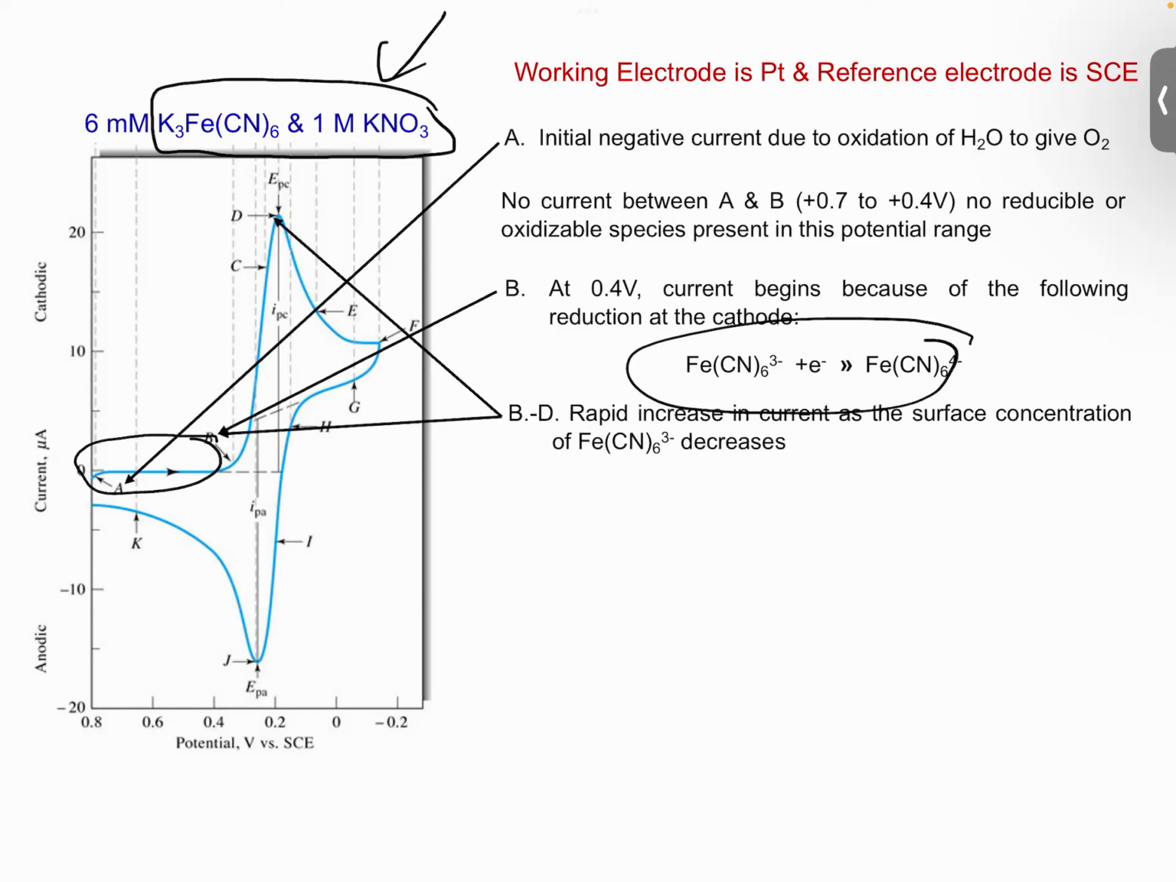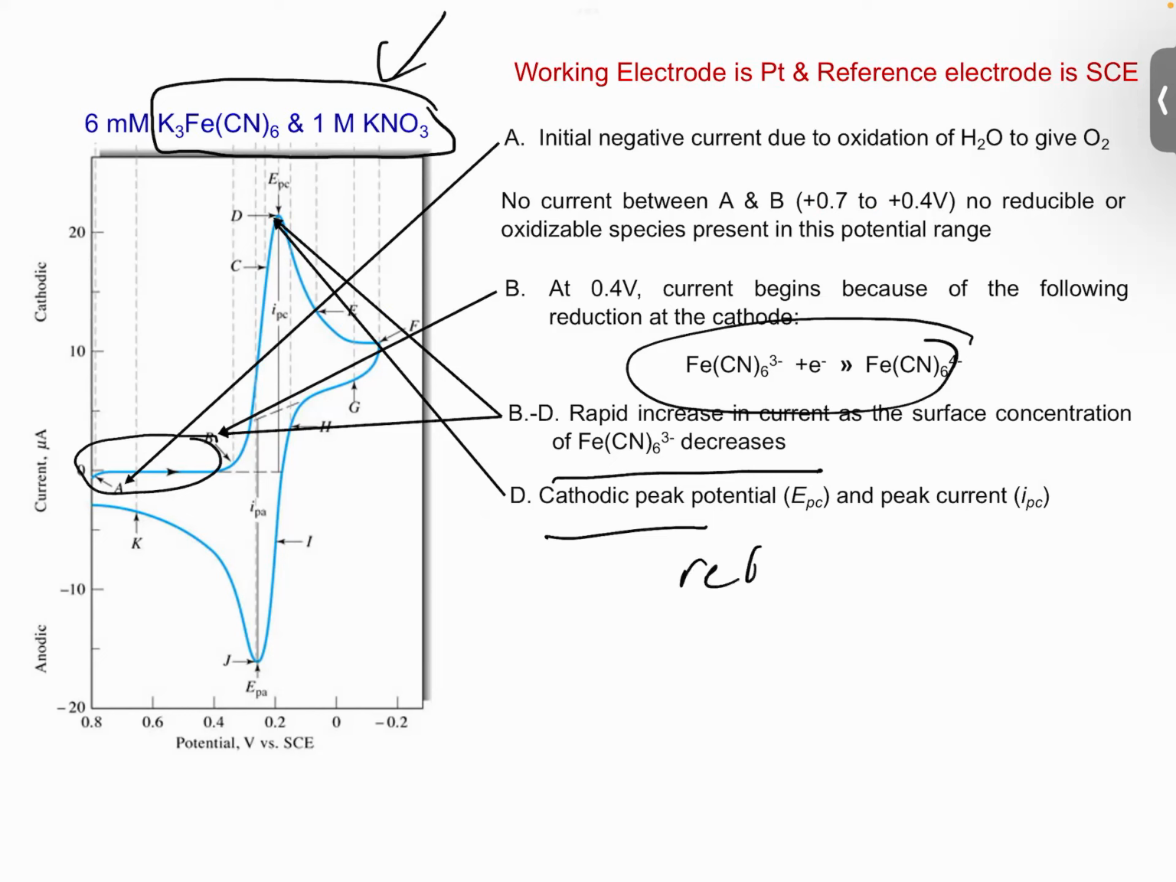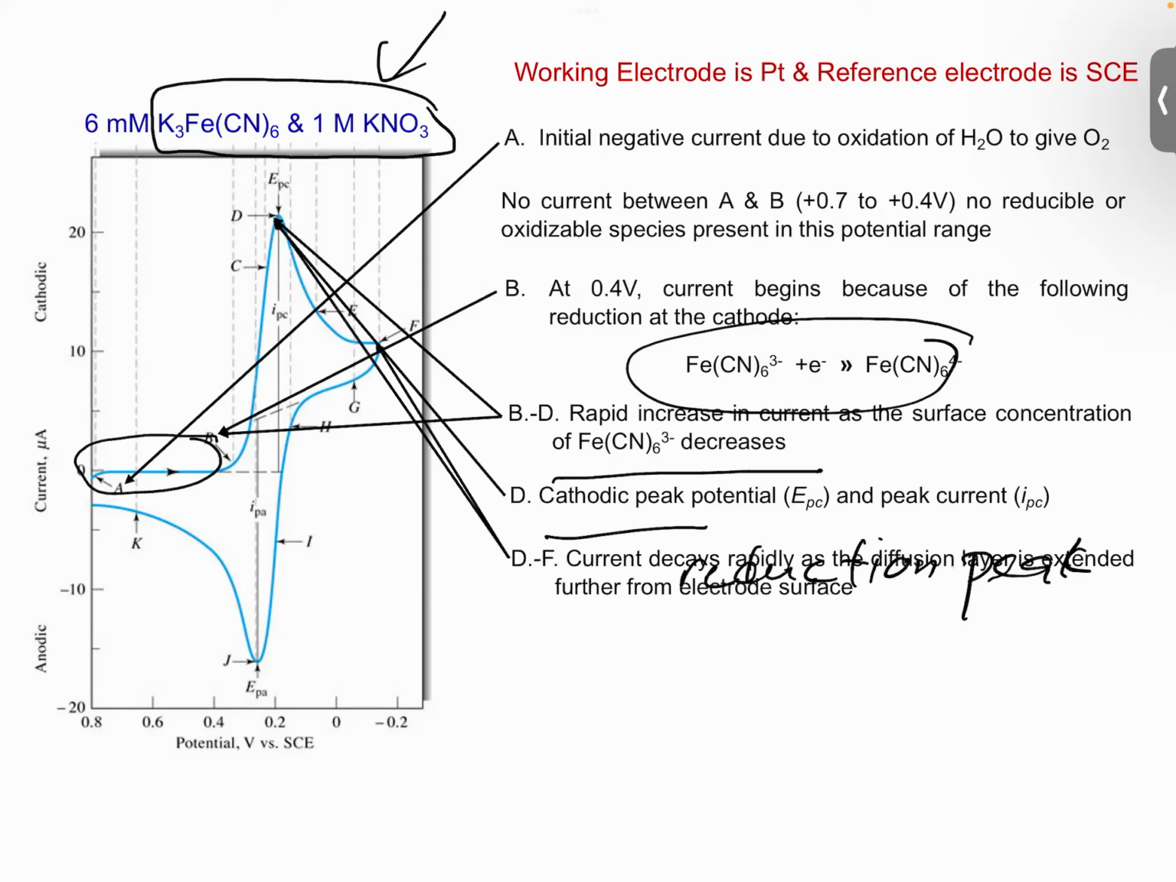And then rapid increase in current as the surface concentration decreases, meaning that a lot has been reduced. And then this is the reduction peak. It is called the reduction peak. Cathodic means it's a reduction peak. Then we have current decays. I think you can see. Current decays rapidly as the diffusion layer extends further from the electrode surface.